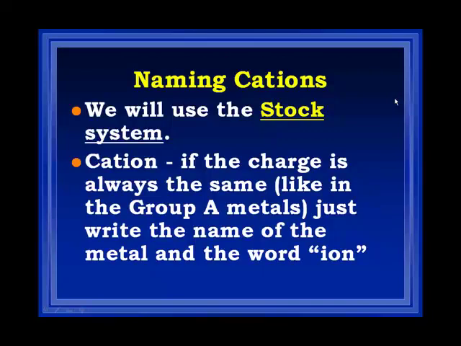So when we go to name our cations, we're going to be using what's called the stock system. Up until this point, in the earlier 1900s, there was not a huge unification on how to name things. So the chemists got together and they decided on a naming system, and it's called the stock system. And so when we go to name cations, it's really simple. It's just the name of the metal and the word ion. Okay, now these are for your group A metals. Again, transition metals, whole separate lecture. Okay, so this is for your 1A, your 2A, your 3A, those that form cations.